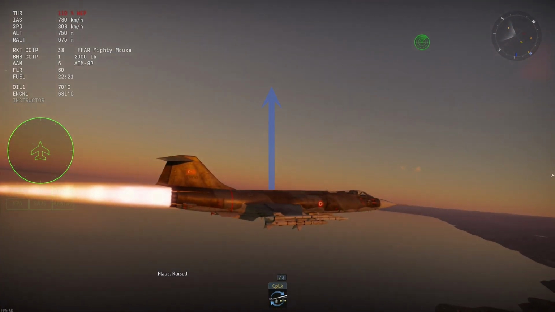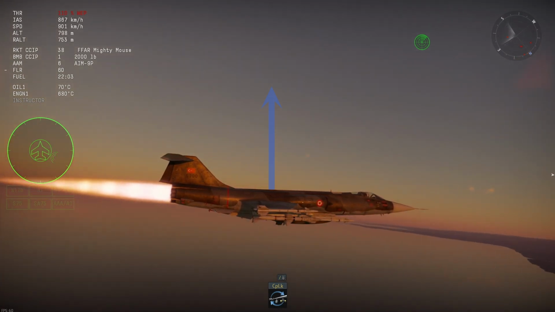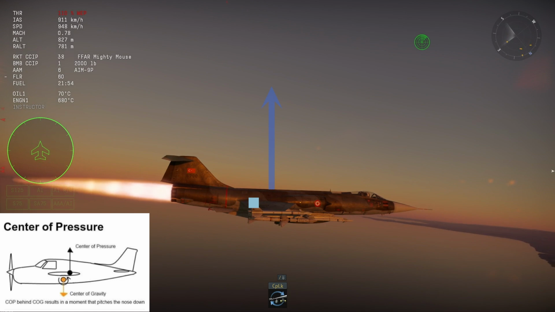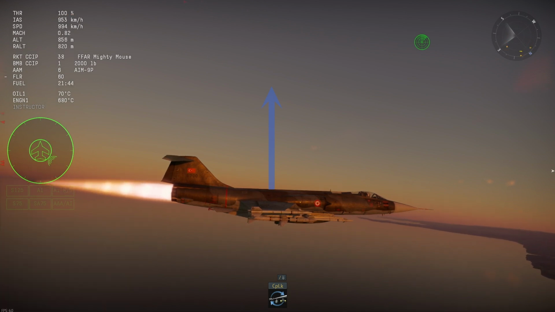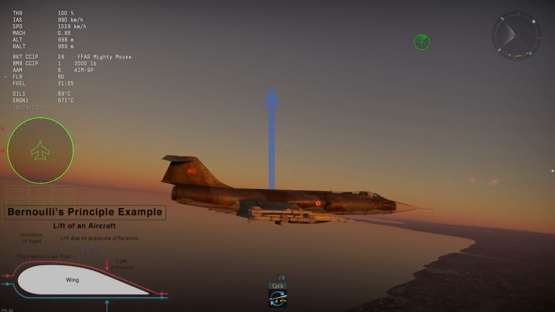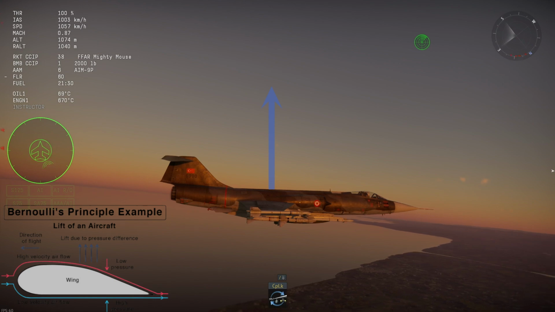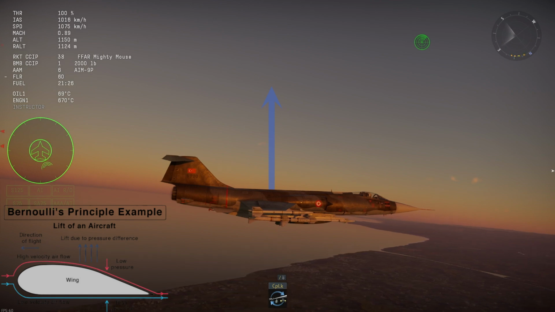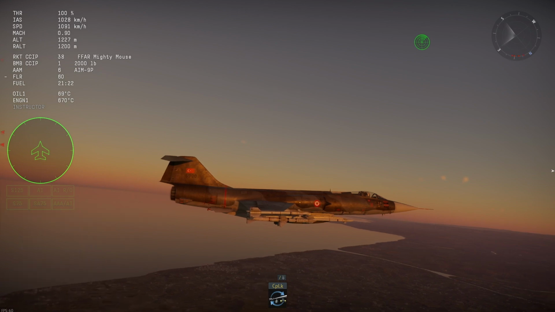Lift acts perpendicular to the oncoming flow of air and is responsible for holding the aircraft in the air. Lift acts at the center of pressure and is generally directed upwards to oppose gravity. According to Bernoulli's principle, the pressure of a fluid decreases as its velocity increases, and as the air moving over the cupped upper surface of the wing travels faster than the air moving underneath the wing, this creates lower pressure above the wing and higher pressure below it.